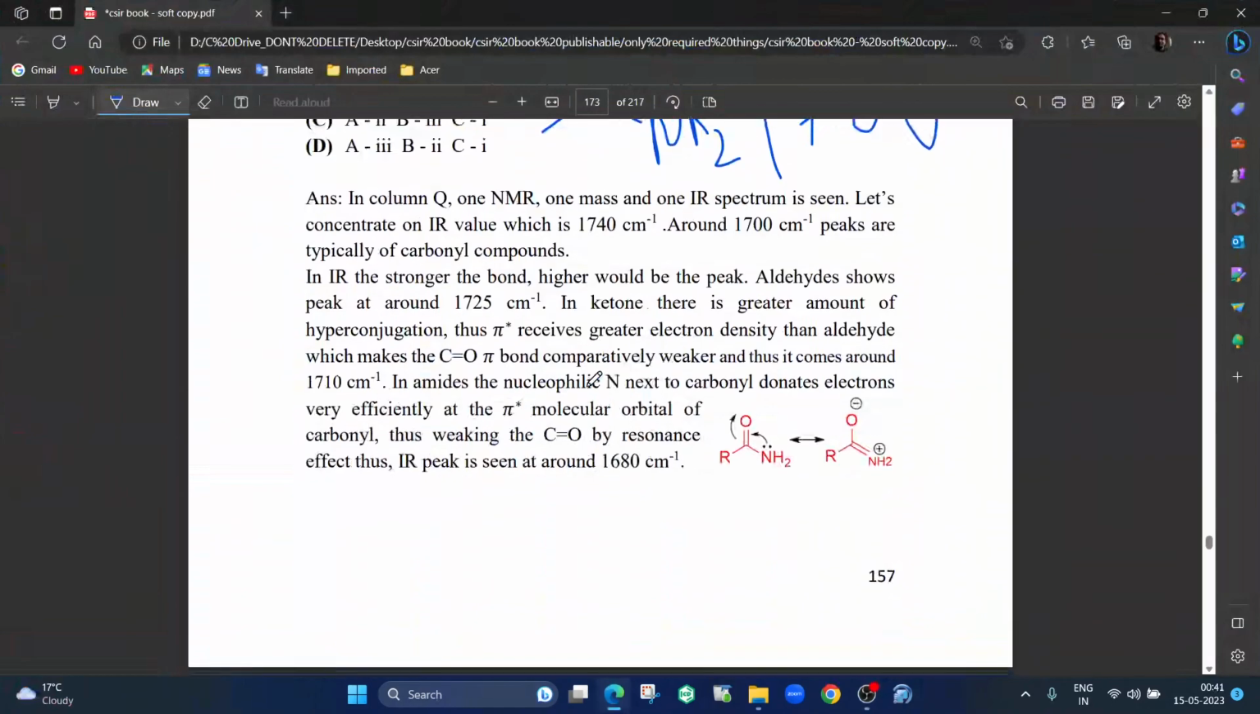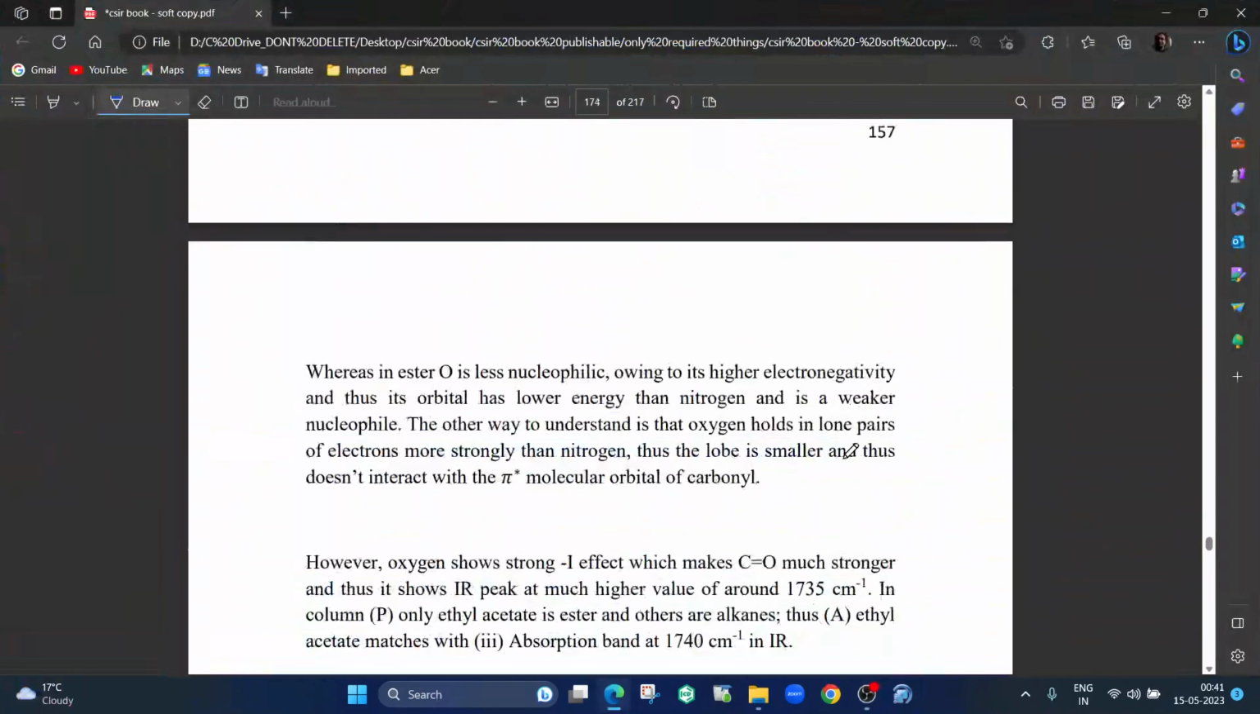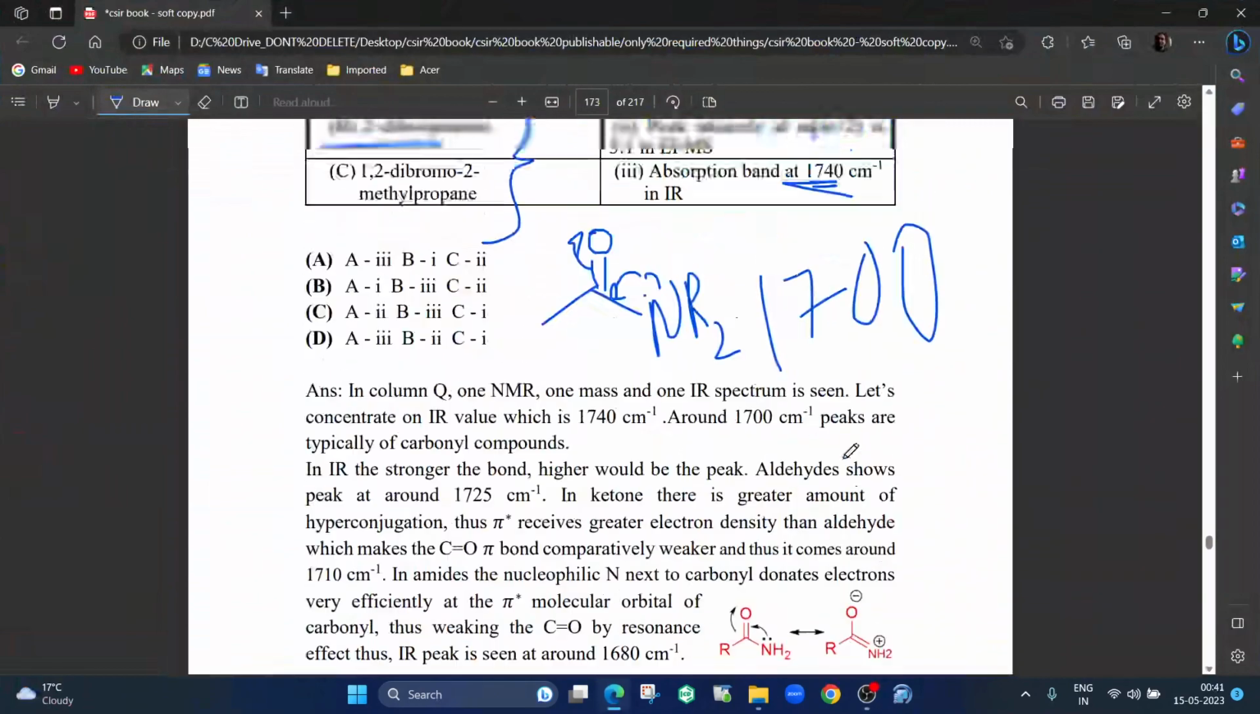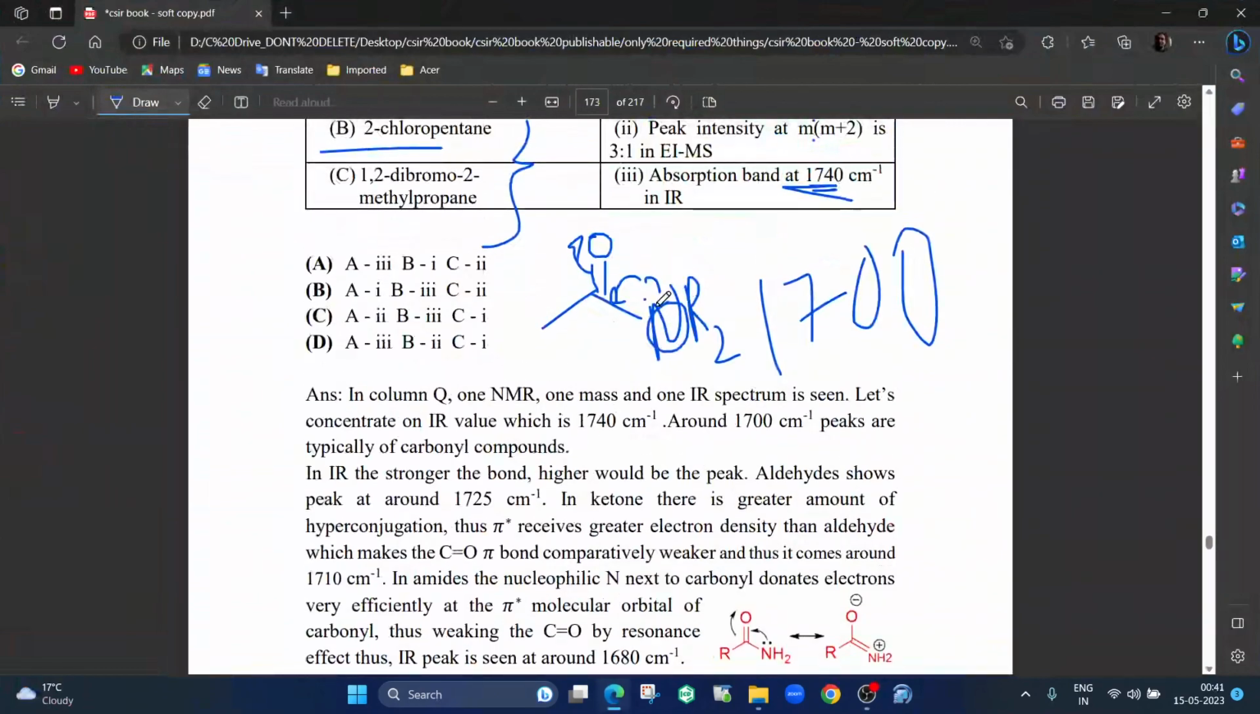But when you have esters, whatever I said I have written here, but when you have esters, oxygen is much more electronegative, you see. Its electrons are much happier on oxygen than nitrogen, so it has lower energy, so it's less nucleophilic. For a nucleophile, you need the energy to be much higher, but oxygen has much lower energy. Its electrons are closer towards oxygen. It does not donate as happily as nitrogen does, but it withdraws electrons. Let me rub it and explain to you once again.